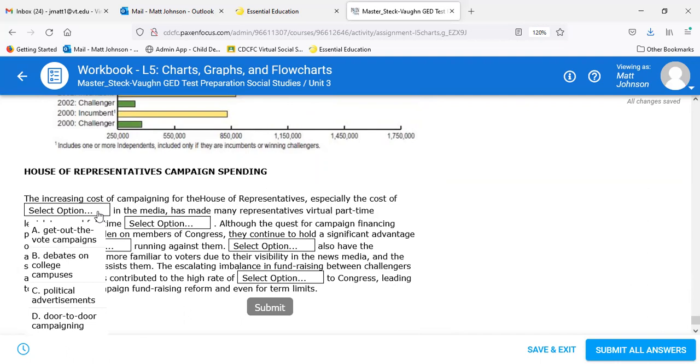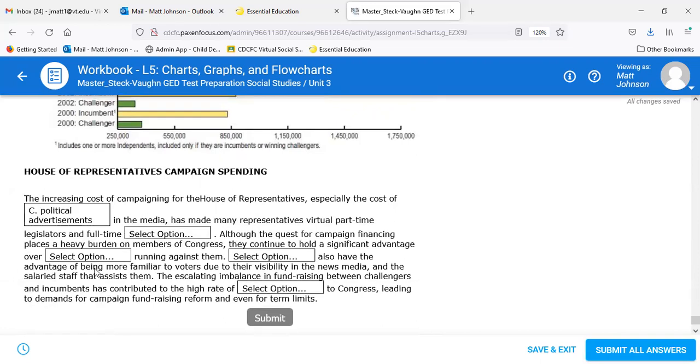Tracy, the increasing cost of campaigning for the House of Representatives, especially the cost of blank. The cost of... C, yeah, political advertisements.